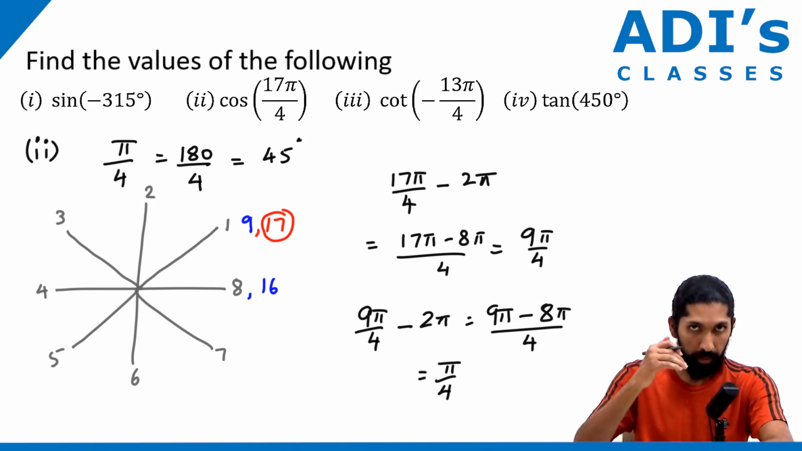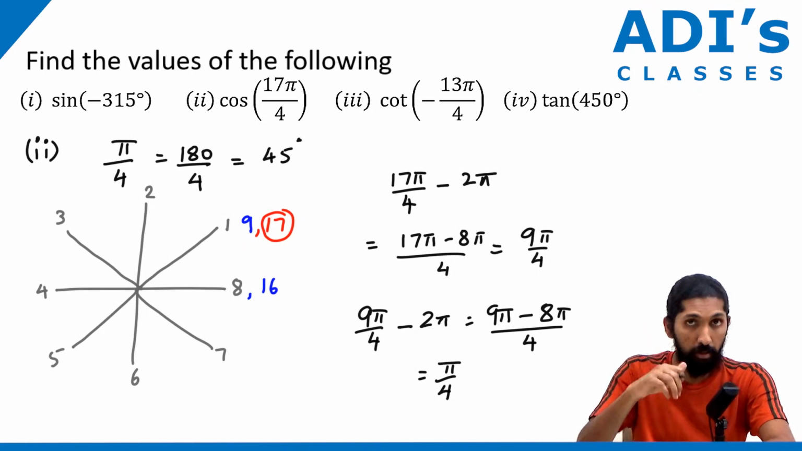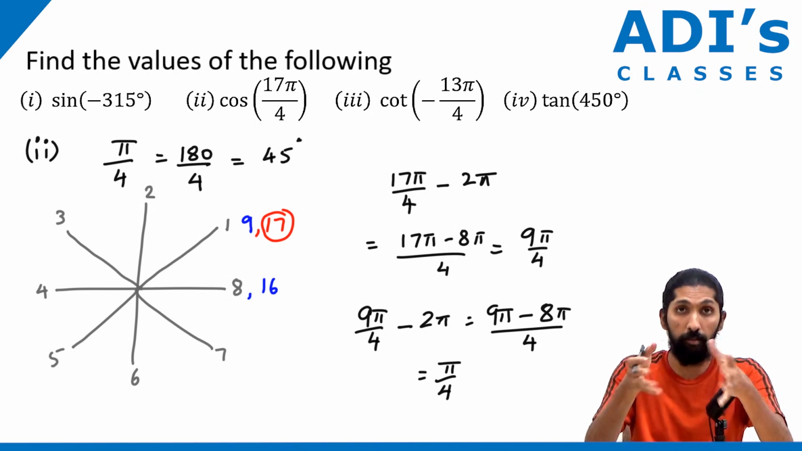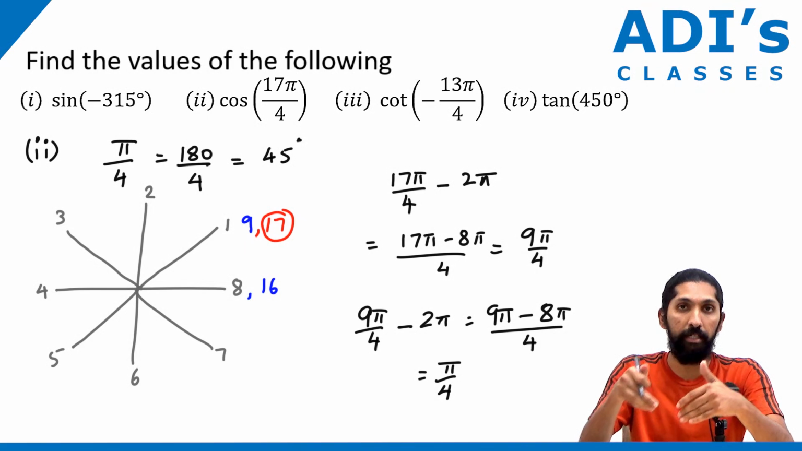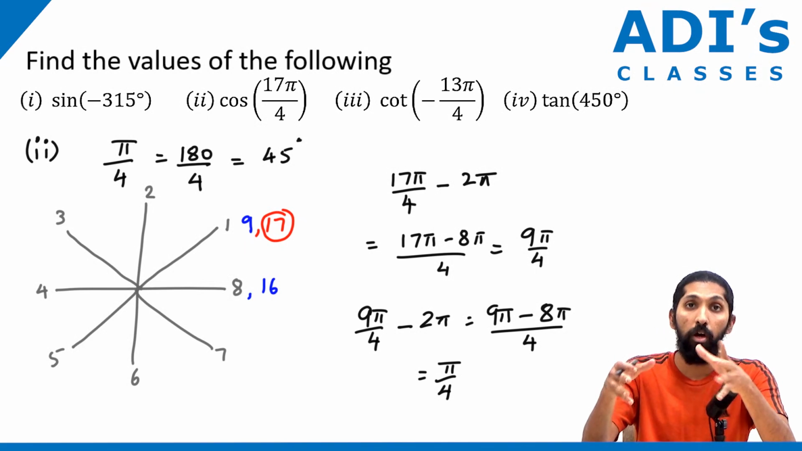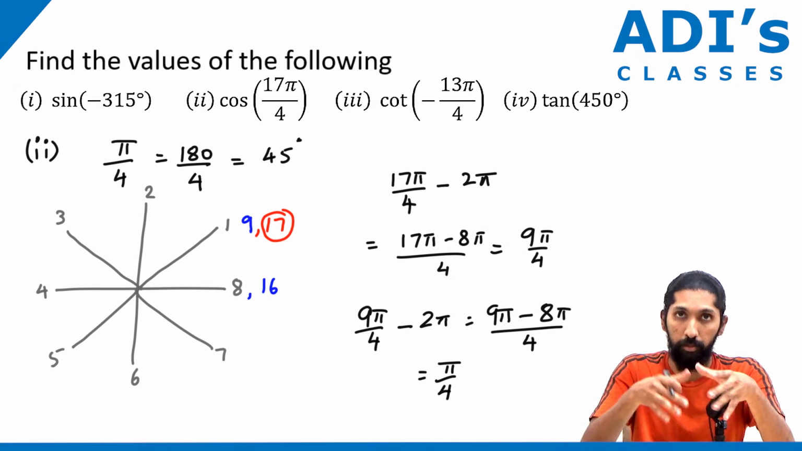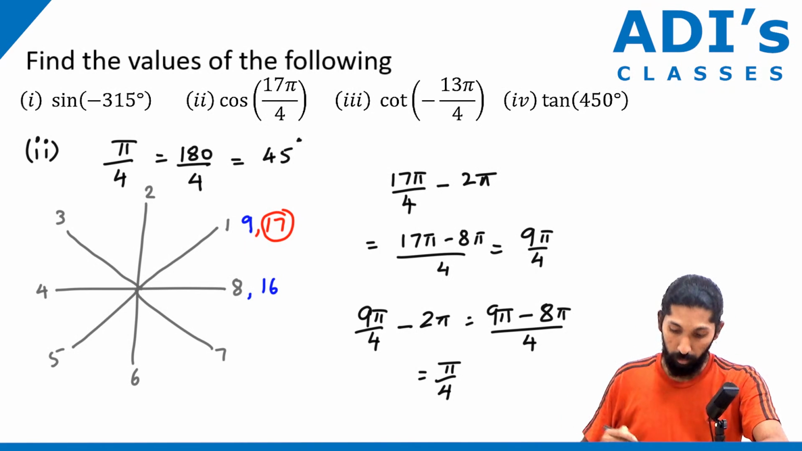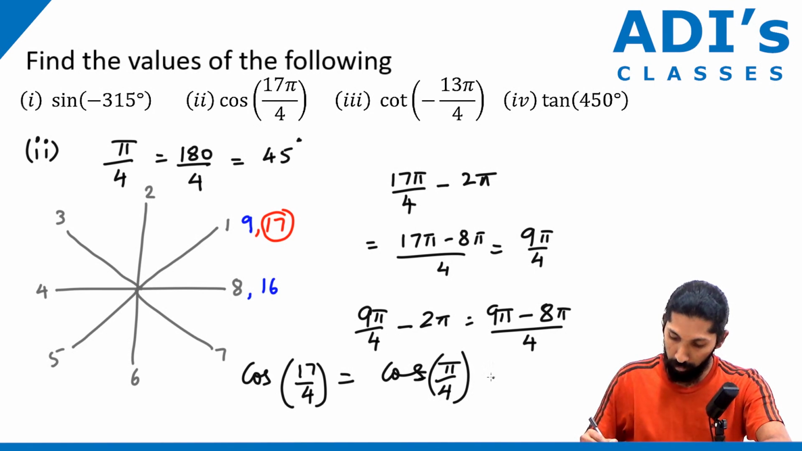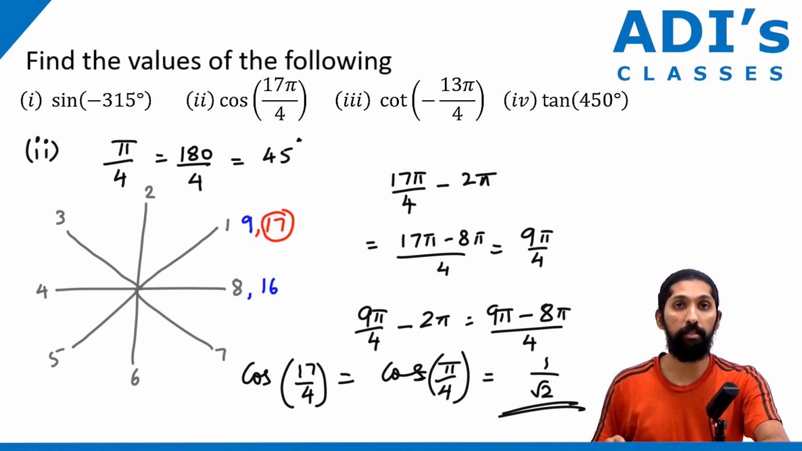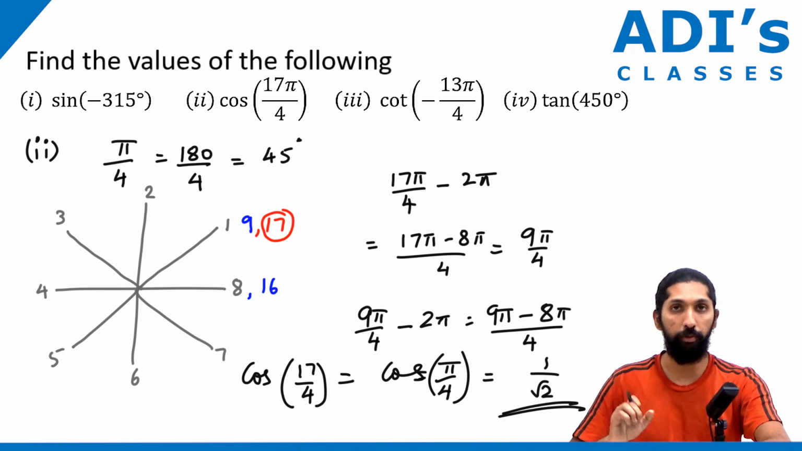So cos of 17 pi by 4 is the same as cos pi by 4, because if you remember the allied angle table, for any trigonometric function, 2 pi plus theta is the same as theta. That means cos of 2 pi plus theta is just cos theta. So cos of 17 pi by 4 is the same as cos of pi by 4, which is 1 by root 2. So for the second one, the answer is just 1 by root 2.